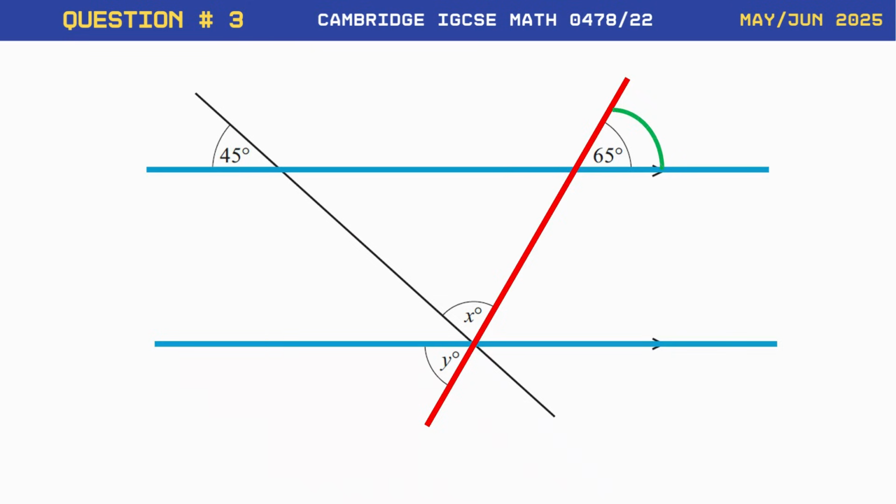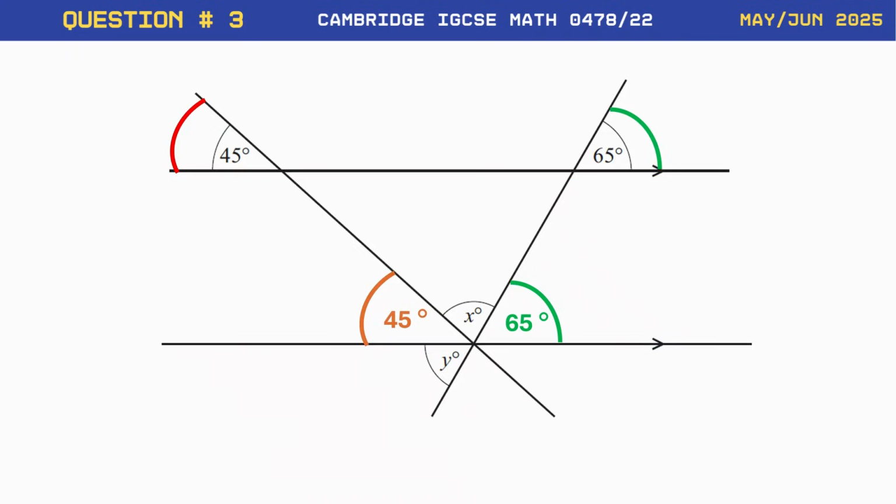The green highlighted angles are the corresponding angles which are always equal. So both of these will be 65 degrees. Now look at the other straight line intersecting the same parallel lines. The angles created in this case also have special relationships. The red highlighted angles are the corresponding angles which are always equal. So both of these will be 45 degrees.